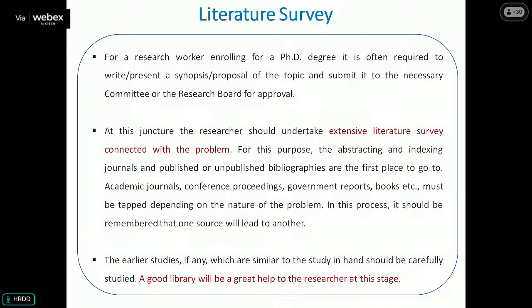Academic journals, what will they do? Suppose you publish a journal, so you will only be concerned with what? You will be concerned with the work you are undertaking. You will give a background in the introduction and your work. But books will give a general idea about the whole process.